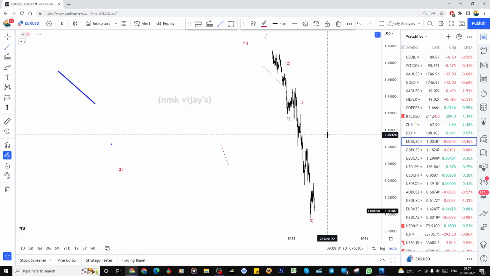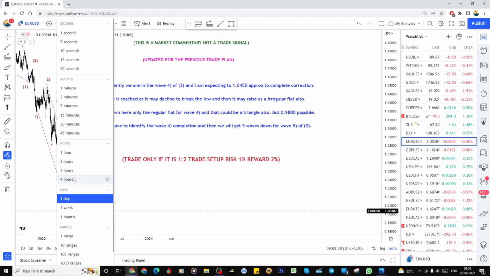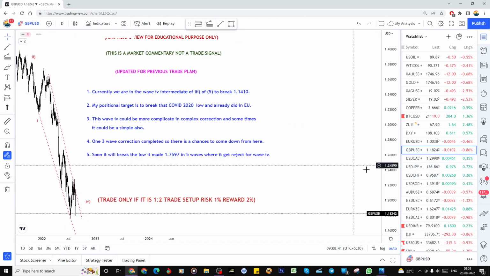That is why, in every chart I created, it will be there: trade only if it is 1:2. Trade setup risk is 1%, reward is 2%. So this is low risk, huge profit. You have to have the trader mindset, not a gambler mindset. What I asked was for the gambler, but the people didn't understand. So you need to be very cautious in this financial market. So let's move on to the GBPUSD. Okay, I will finish this one. Sorry.